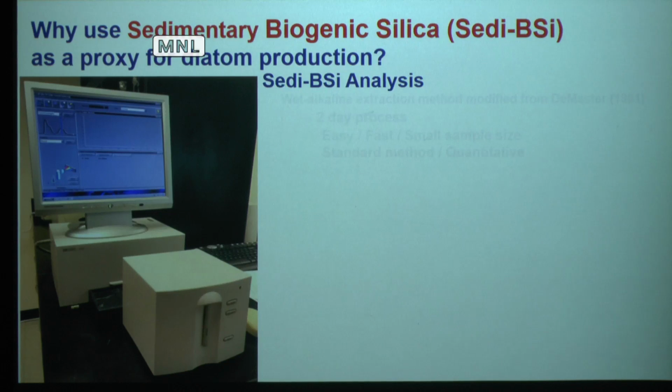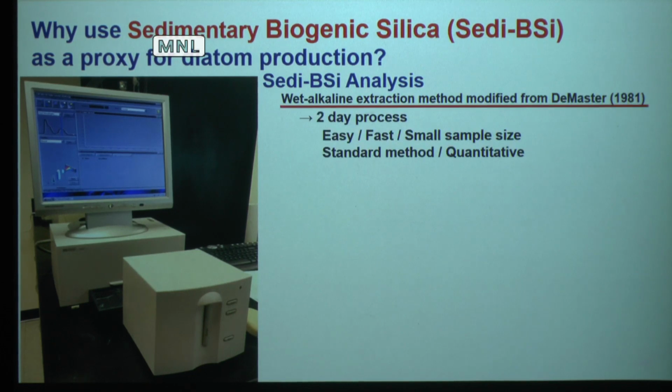So now I will talk about sedimentary biogenic silica information. Sedimentary biogenic silica has been used as a proxy for primary productivity. And then why can sedimentary biogenic silica be used as a proxy for diatom production? The first answer can be the method of measuring sedimentary biogenic silica. Sedimentary biogenic silica can be measured by the wet alkaline extraction method modified from DeMaster 1981, and I also used this method. This method is only a 2-day process, and it is easier, faster, requires a small sample size, and is a standard method providing quantitative results.